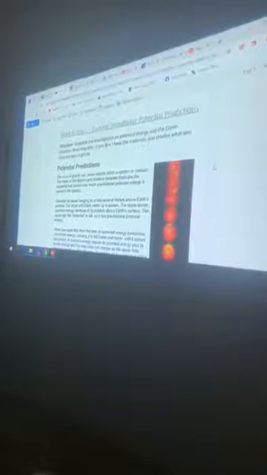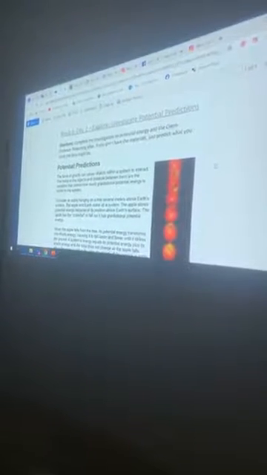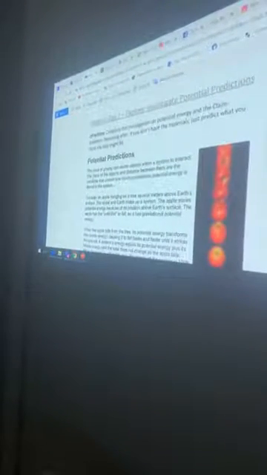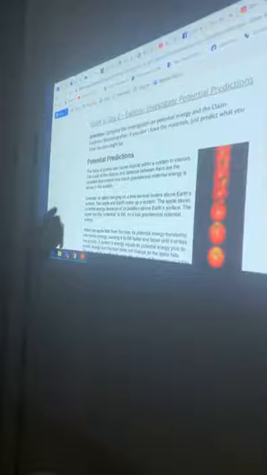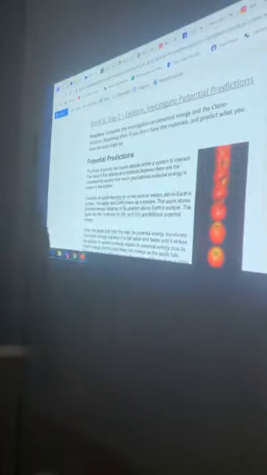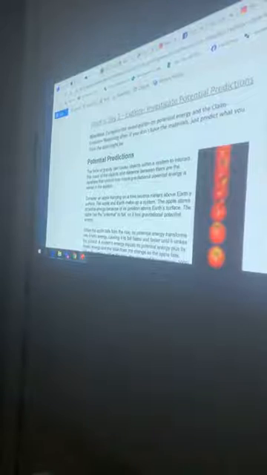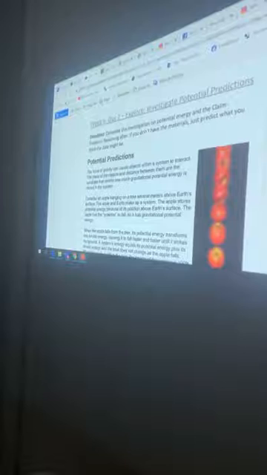Is there anybody who wants to join in to read this part? Or you can just continue reading from your packet. All right. So, potential predictions. The force of gravity can cause objects within the system to interact. The mass of the objects and the distance between them are the variables that control how gravitational energy is stored in the system. Okay? Stored in the system.